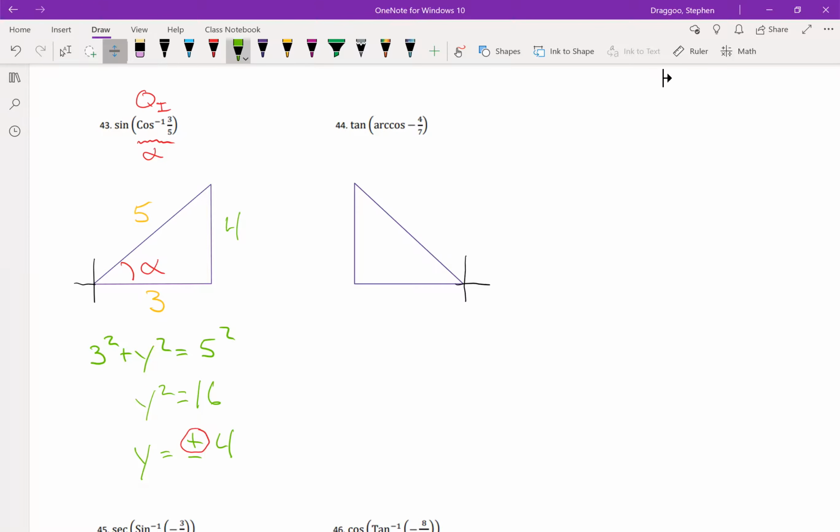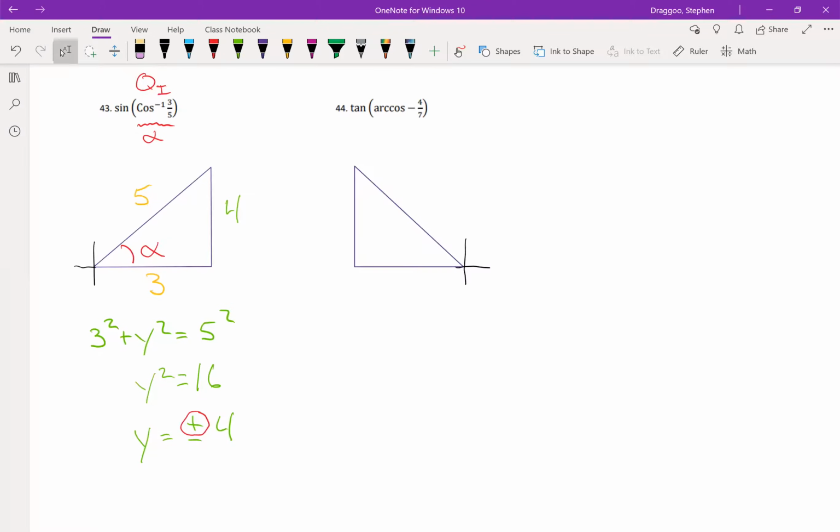Finally, we just need to come back to solving that initial problem, which was the sine of this angle alpha. And sine is opposite over hypotenuse, so 4 over 5.